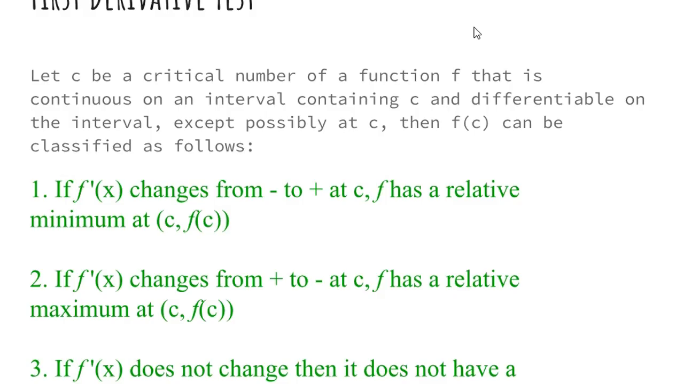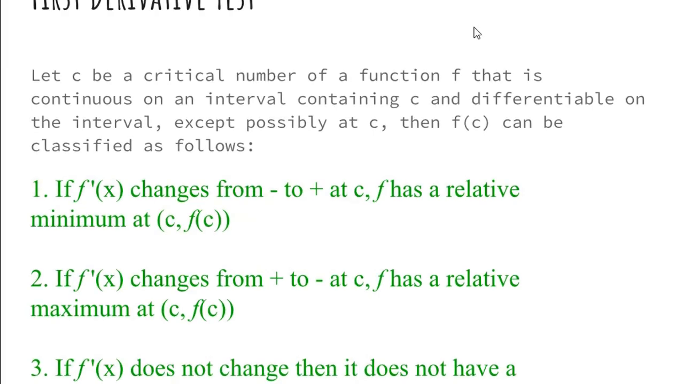All right, so this leads us into the first derivative test. The first derivative test tells me that if c is a critical number that is continuous on an interval containing c and differentiable on the interval except maybe c, because remember that some of the ways we find critical numbers is where the derivative does not exist, then f of c can be classified based upon the following rules.